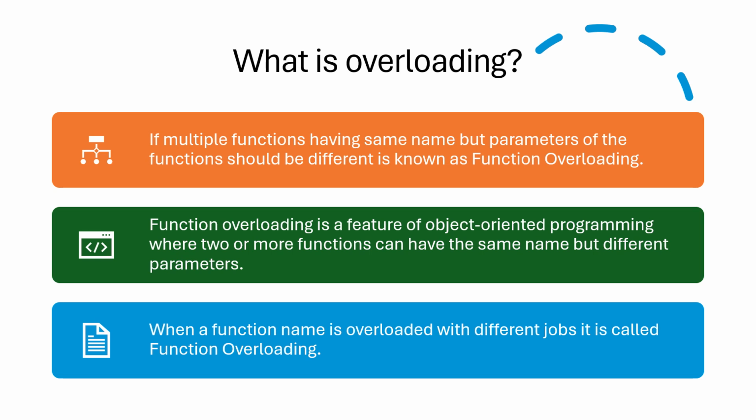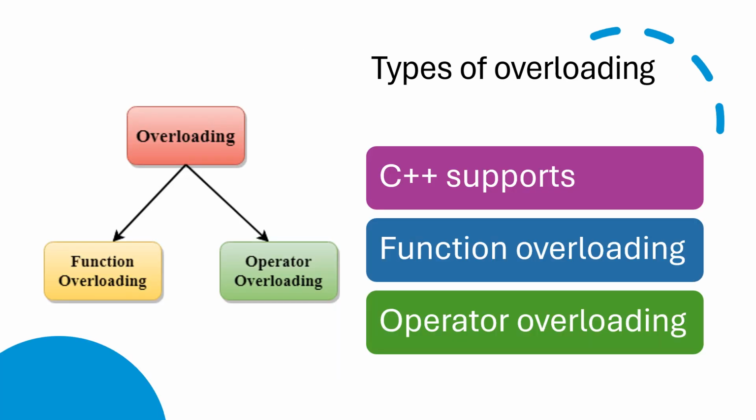Function overloading is a feature of object-oriented programming where two or more functions can have the same name but different parameters. This is one of the features of the OOPS concept. In OOPS, we have the polymorphism concept. It is the same function name but with different parameters or argument lists. When a function name is overloaded with different jobs, it is called function overloading. That is, the same function name performing different tasks. Let us see this with many examples.